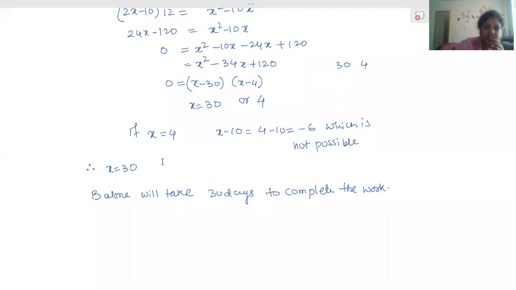Ma'am, which examples are important? Did you tell anything about that? Which exercise? All three solved examples before the 12th exercise, all the examples. There are 3 examples, everything. Okay, ma'am. Before 4.11, is there any important solved example? No, all no. Okay.